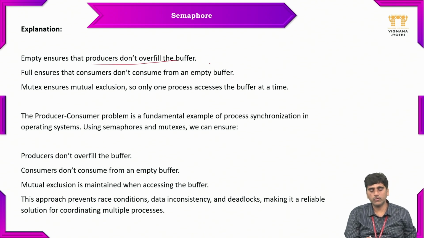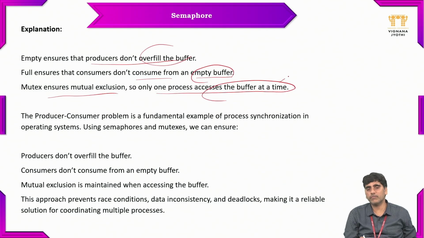Empty ensures that producer does not overfill the buffer. Full ensures that consumer doesn't consume from the empty buffer. So consumer will not take anything from the empty buffer, and producer will not overflow the filled buffer. And mutex ensures mutual exclusion, so only one process accesses the buffer at a time. After giving the mutex to the producer process as well as the consumer process, the mutex shares their wait and signal operations with each other.